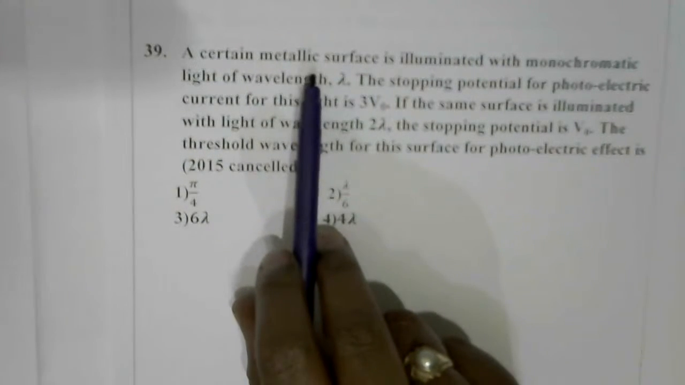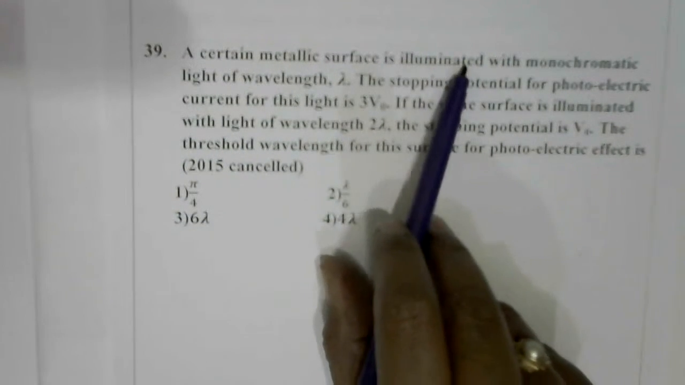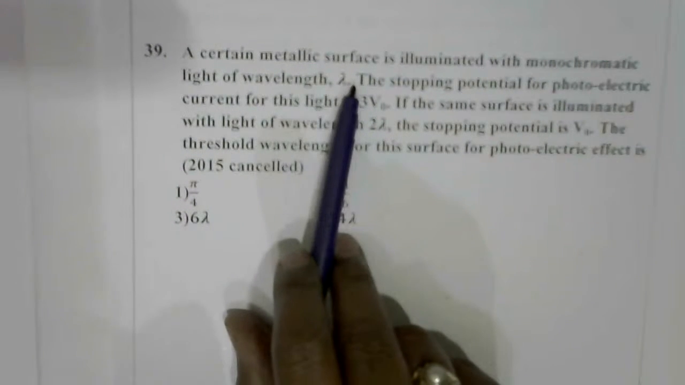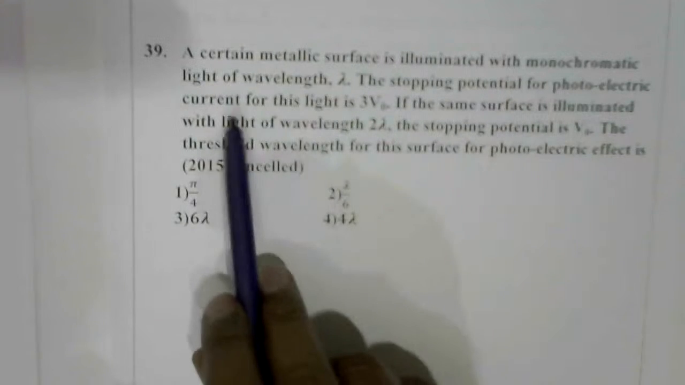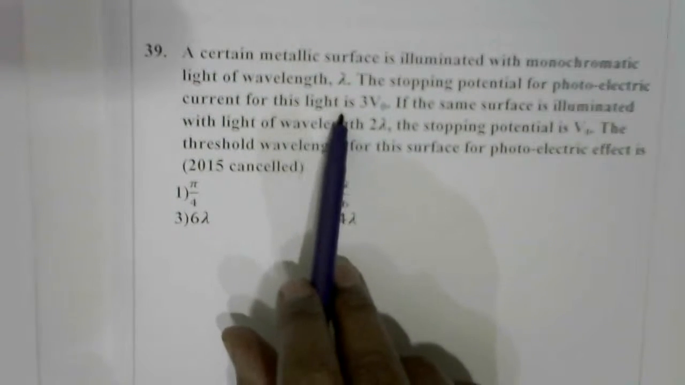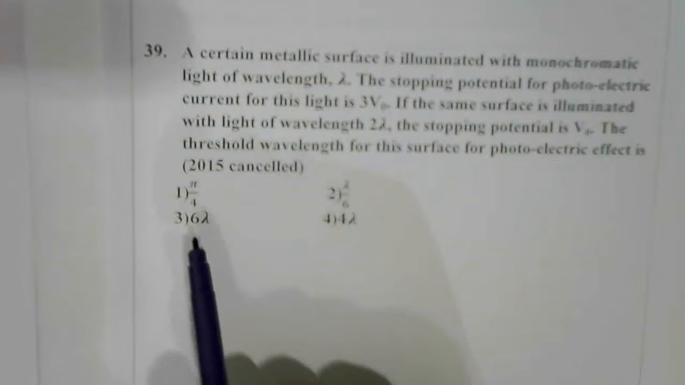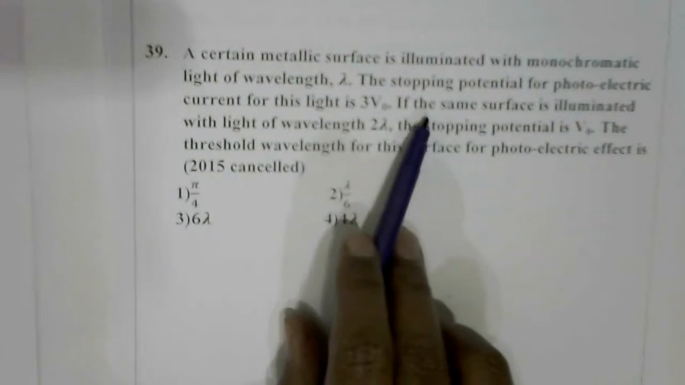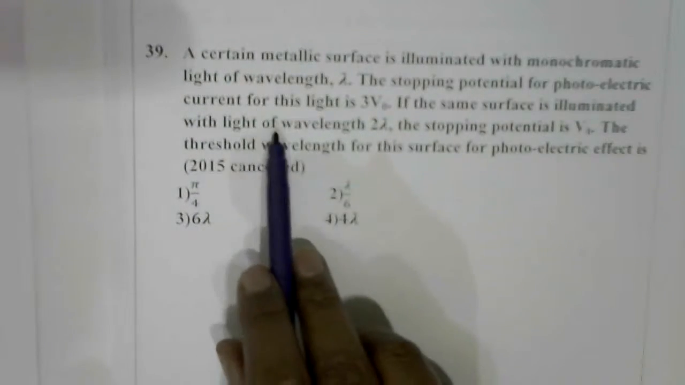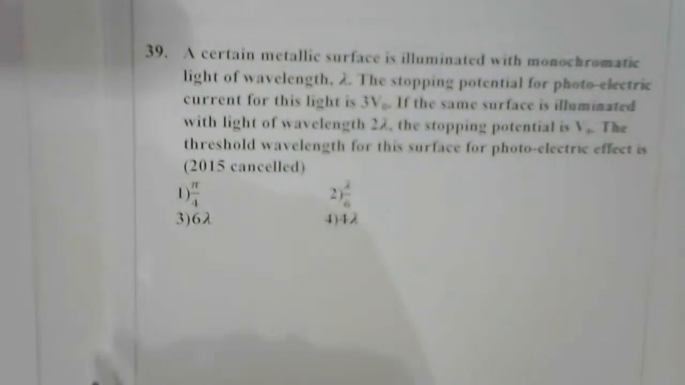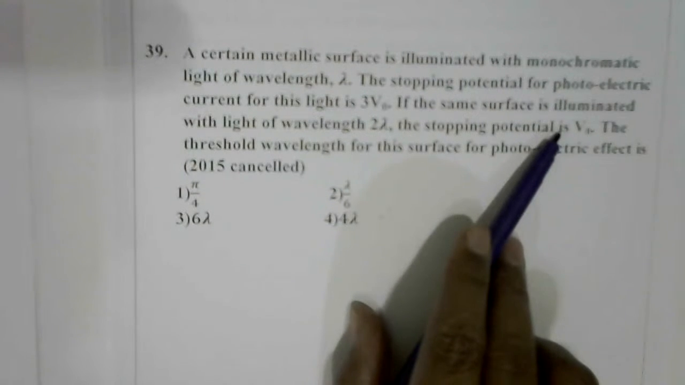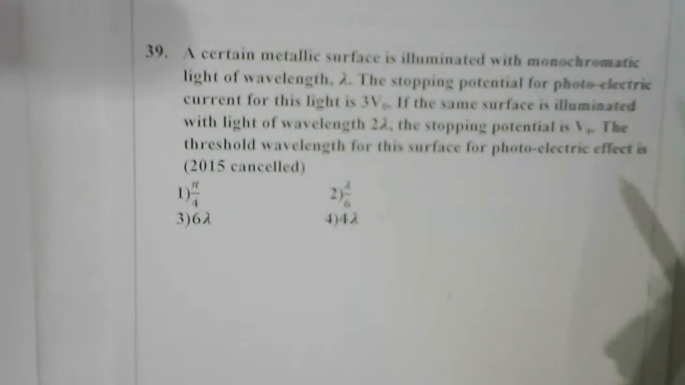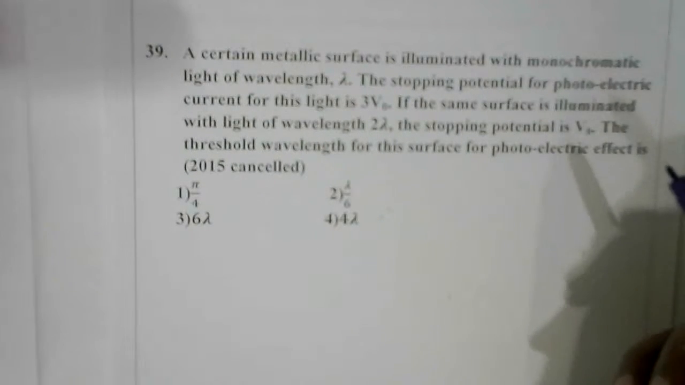A certain metallic surface is illuminated with monochromatic light of wavelength lambda. The stopping potential for photoelectric current for this light is 3 times V naught. So I have taken Vs only, they are using V naught, you can use anything. If the same surface is illuminated with light of wavelength 2 lambda, the stopping potential is V naught. The threshold wavelength for this surface for the photoelectric effect is?